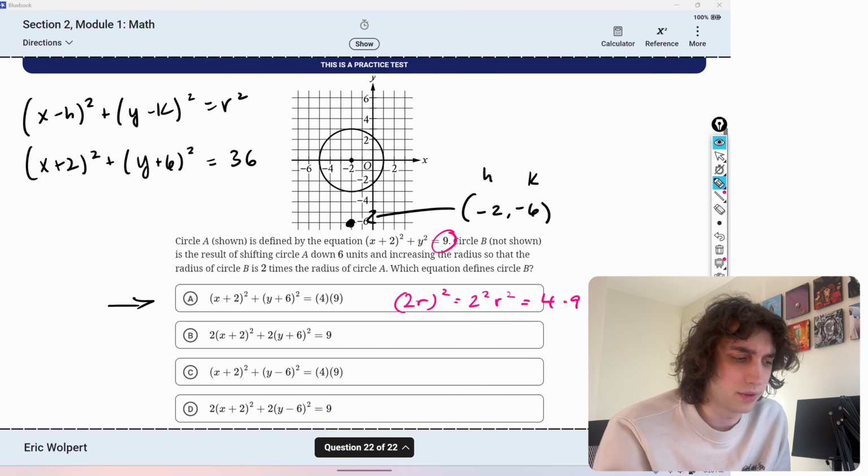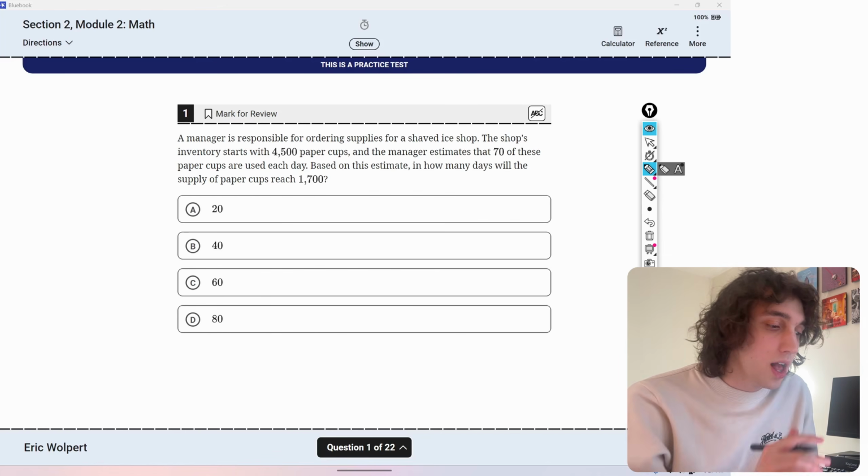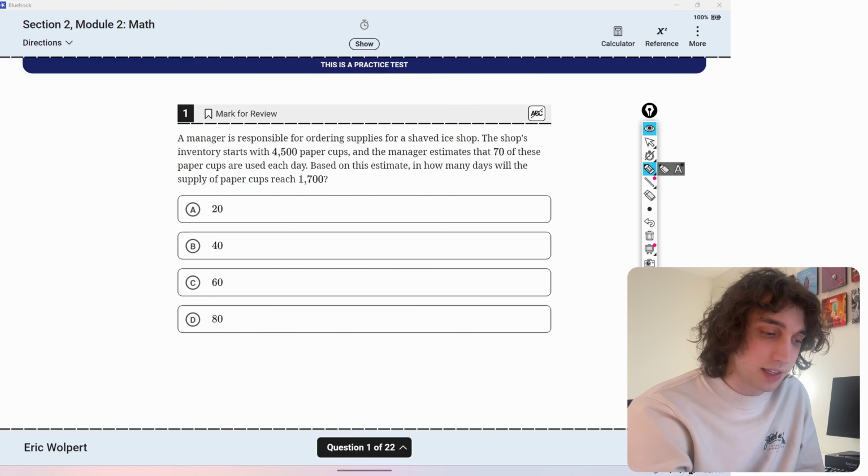But if you know this formula, you can solve this problem like 5 different ways. Even if they didn't give you this graph, this would be completely solvable. On to module 2. A manager is responsible for ordering supplies from a shaved ice shop.